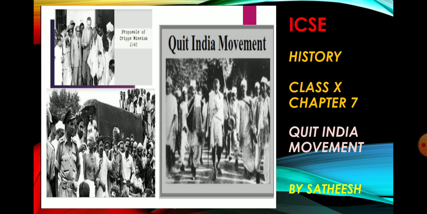The civil disobedience movement was intended to paralyze the British administration by violating some civil laws. The third movement, the Quit India movement, was a movement demanding the British to leave the country. You know the meaning of the word quit. It means leave. So by launching the Quit India movement, the Indians demanded the British to leave the country.